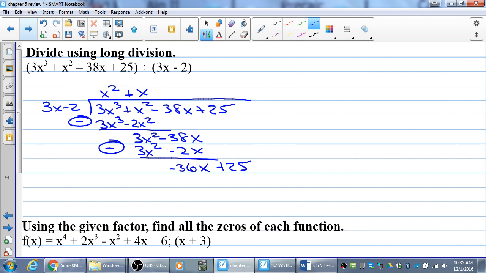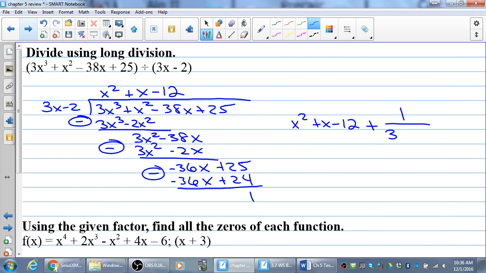Now I need minus 12. 12 times 3 is 36. So negative 36x, and then that's going to be plus 24. And we always minus. Negative 12 times negative 2, that's a positive 24. When we minus, we end up with a remainder of 1. So the answer, x squared plus x minus 12 with a remainder of 1. And that's the fractional part, and we put that over 3x minus 2.